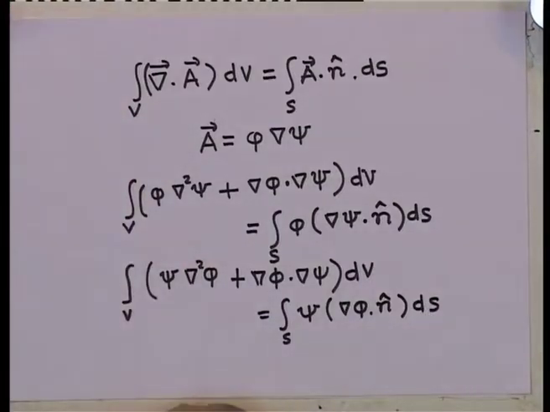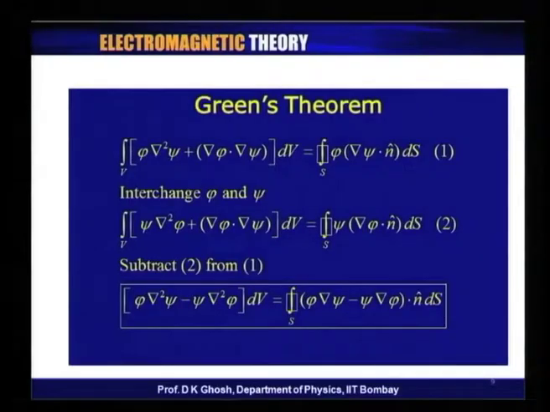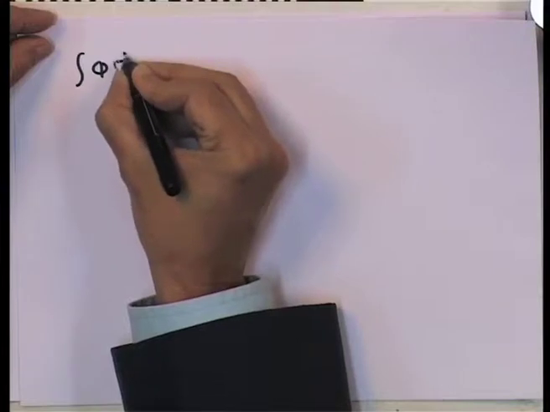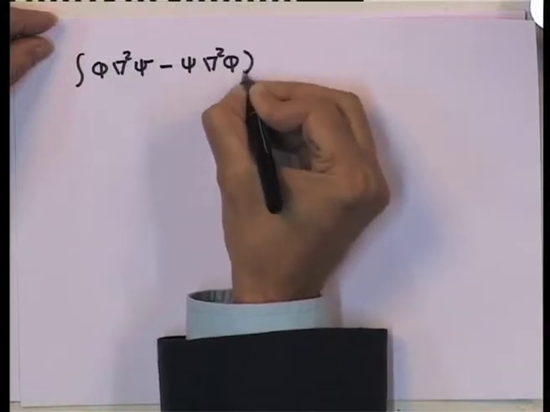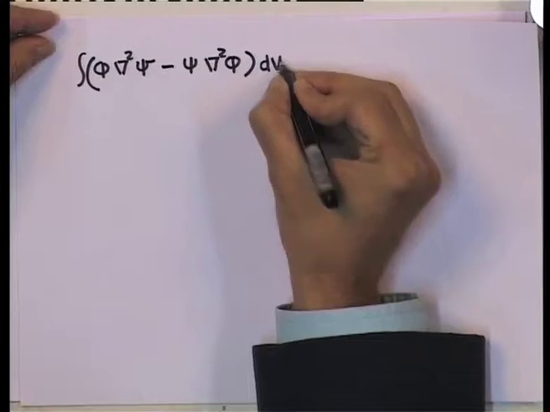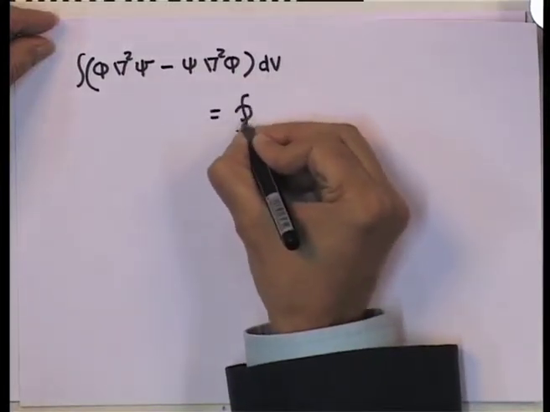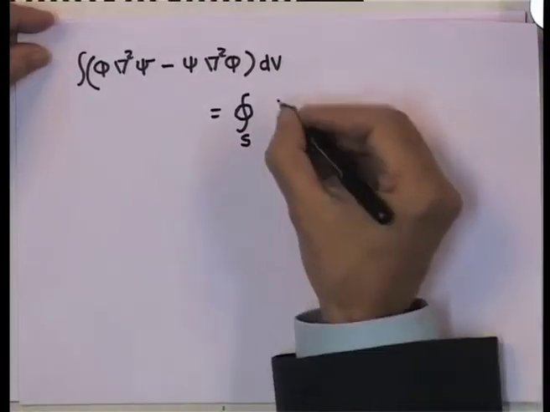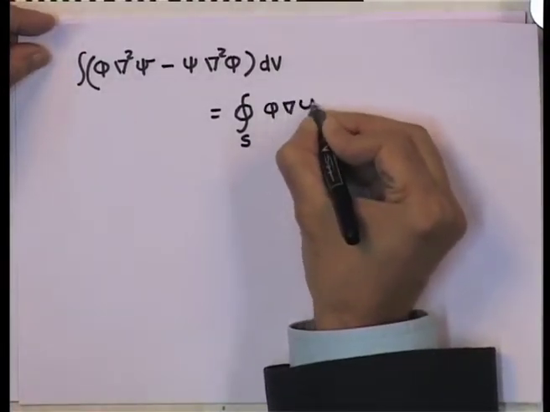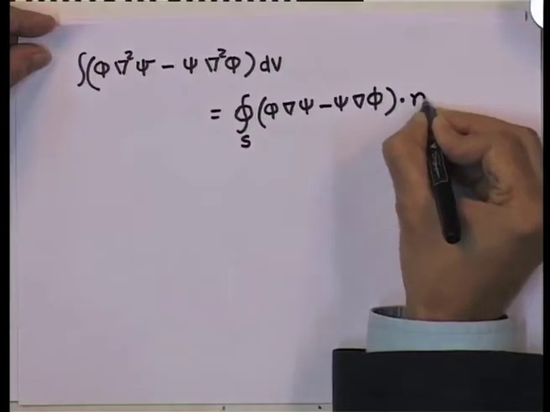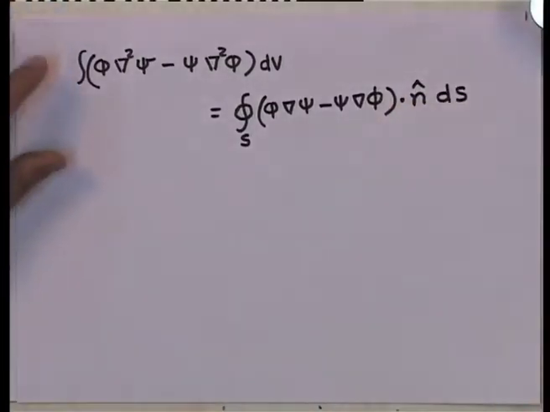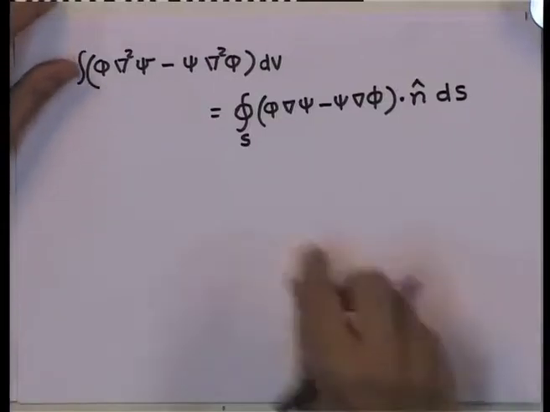Now, when you subtract 2 from 1, you notice this del phi dot del psi term cancels out, and I will be left with the integral of phi del square psi minus psi del square phi dv, that is equal to the integral over the closed surface defining the volume of phi del psi minus psi del phi dot n ds. Okay? This is known as the Green's theorem.